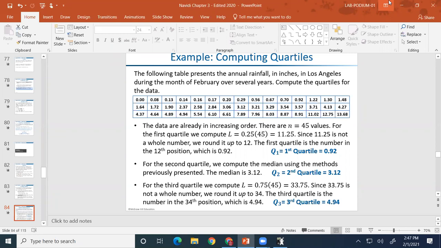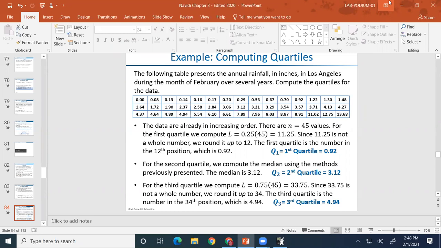So, 1, 2, 3, 4, 5, 6, 7, 8, 9, 10, 11, 12. Here is where we get the 11.25, so it's somewhere in between these two. The way the rules work is, since it's a partial value, 11.25, we just bump it up to 12, the twelfth value, which is 1.92.